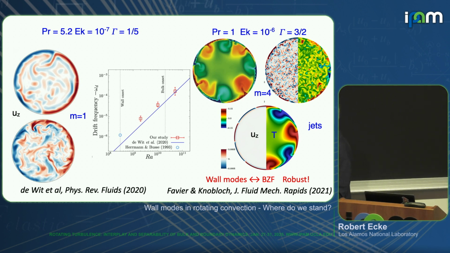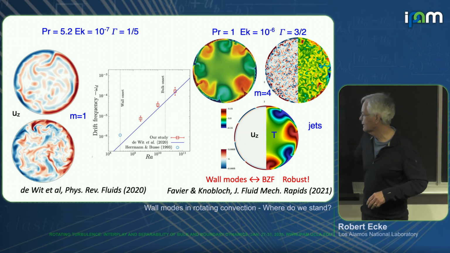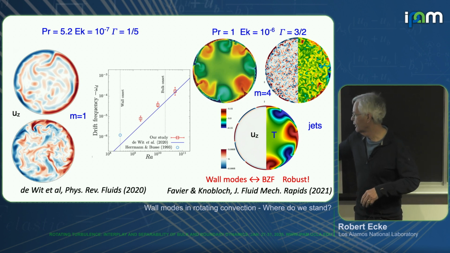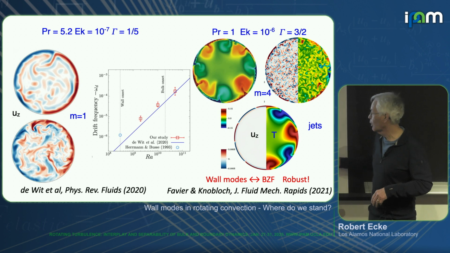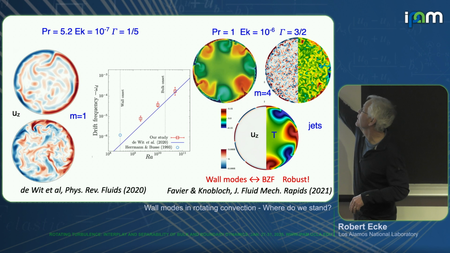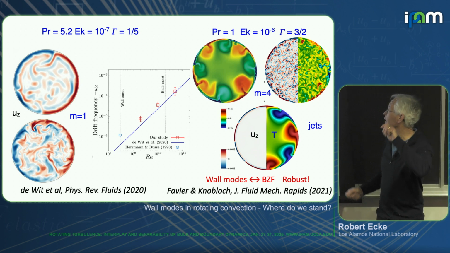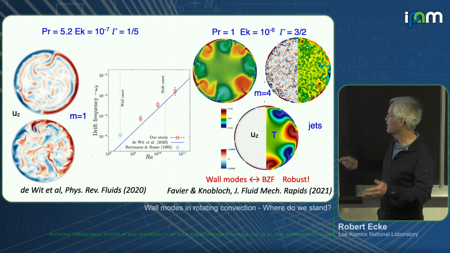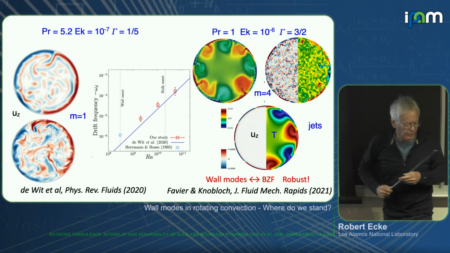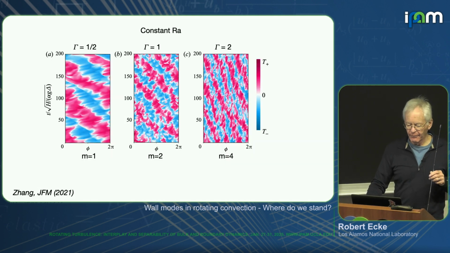And this is a very nice paper that really connected directly for the first time the connection between wall modes and the BZF, because they worked at constant Ekman number and they went through the pure wall mode state into the bulk state and could show that they smoothly went from one state to the other. That was the right way to do that problem. And in fact, we learned from that.